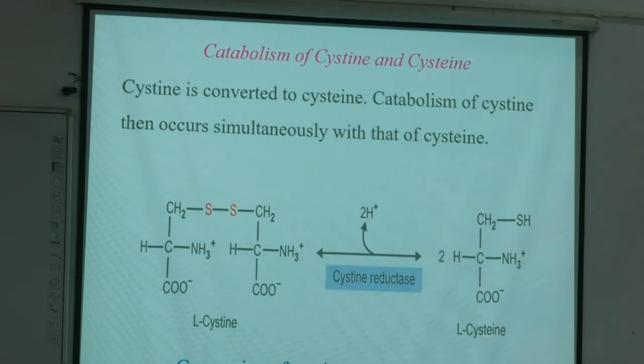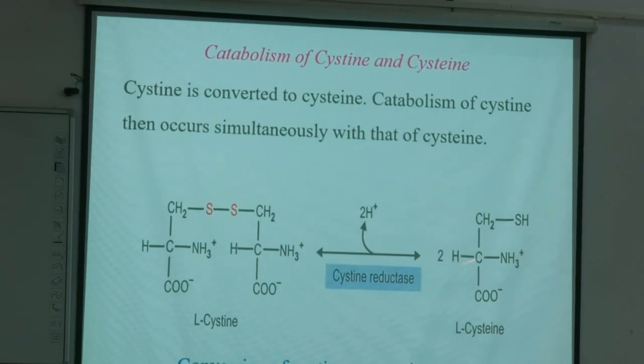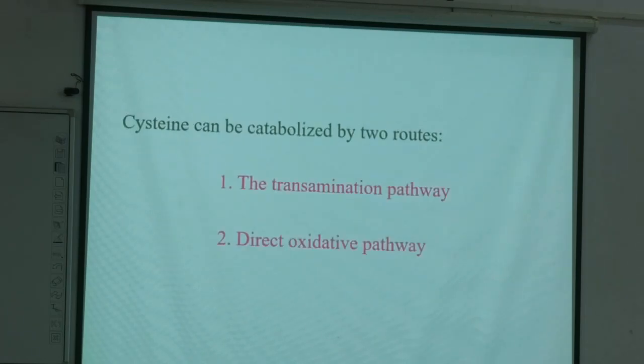Students, see this. With the help of enzyme cysteine reductase, there is a formation of cysteine. So, for the formation of cysteine, what is required? 2 molecules of cysteine. Okay, it is an interconvertible reaction. So, this is the reaction. For this reaction, what do we require? We require cysteine reductase, and cysteine can be catabolized by two routes.